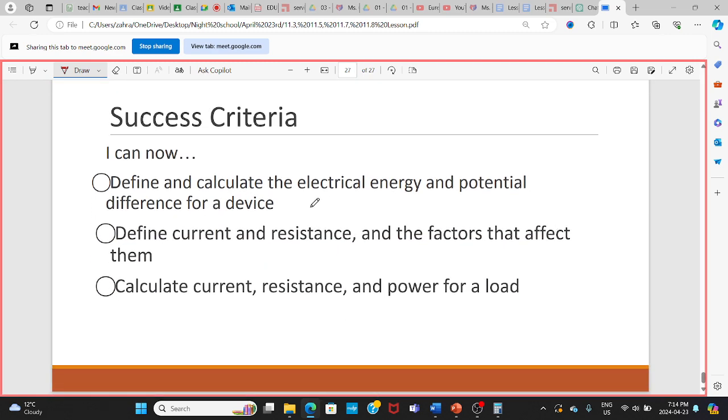Here is the success criteria. I can define and calculate the electrical energy and potential difference for a device, define current and resistance and the factors that affect them, and calculate current, resistance, and power for a load.